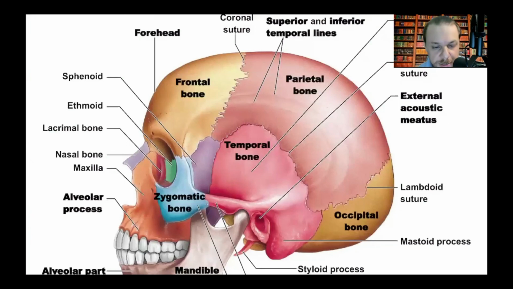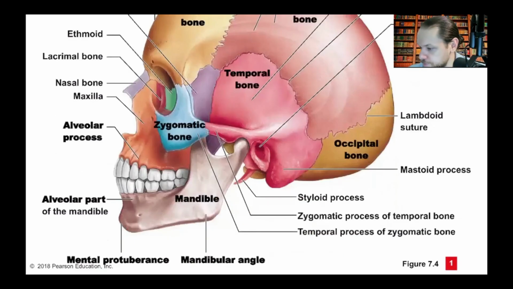The good thing about them is they correlate, as I said, to the regions of your brain: the frontal, parietal, temporal, and occipital lobes of the brain, right? And they correspond to these structures.